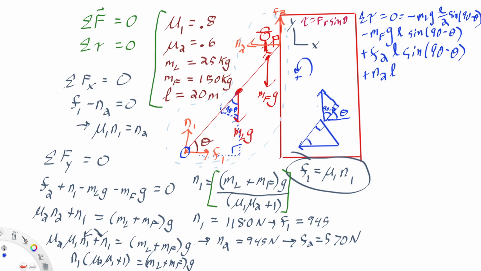And so this angle here, it's the angle between the ladder and the horizontal, which we know is theta from the definition.